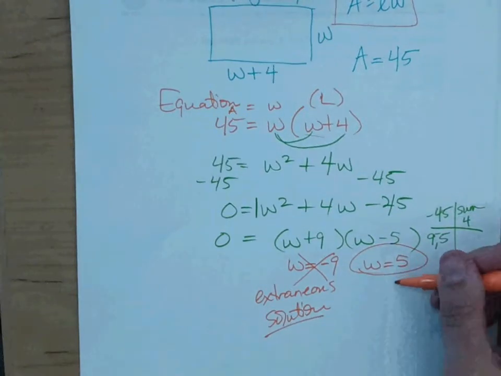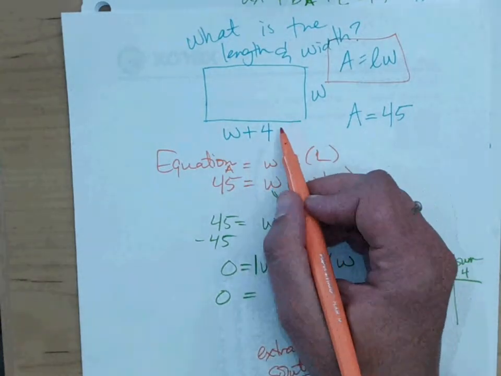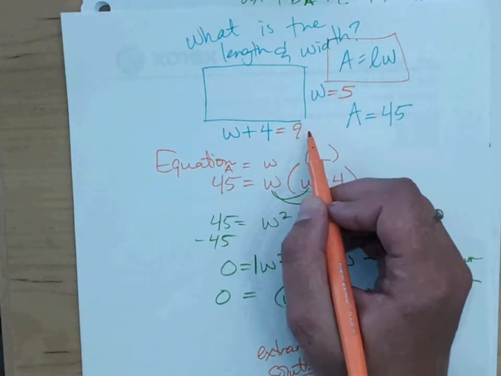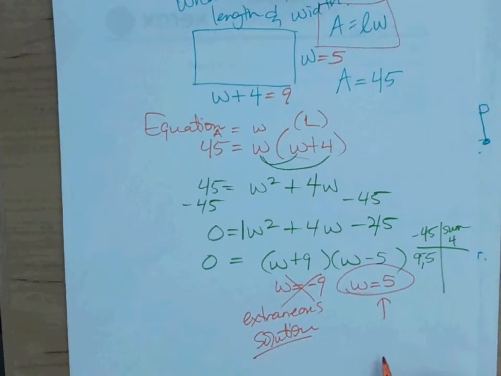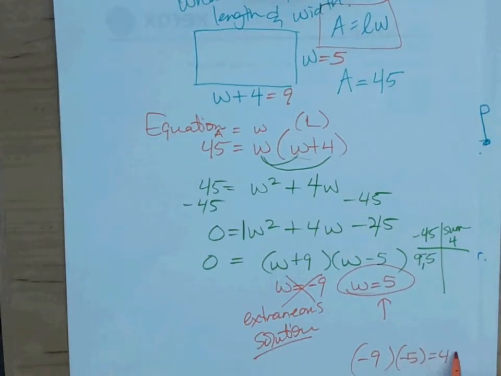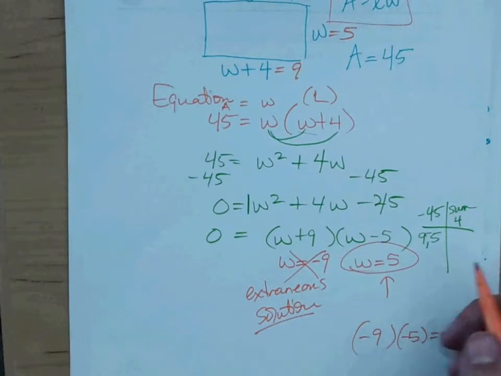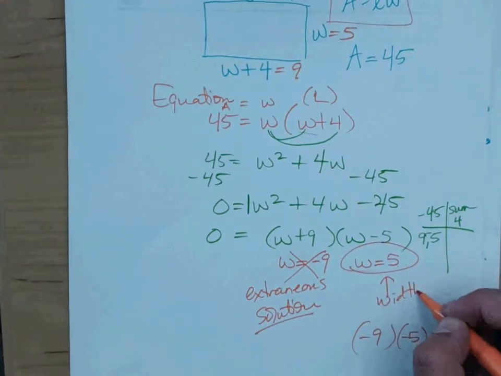So the width has to be 5. What's the length have to be then? If the width is 5, the length is 9. You see that? Because if you did really go negative 9 times negative 5, you would get a positive 45. So it works out mathematically, but the only answer that makes sense is the positive answer.